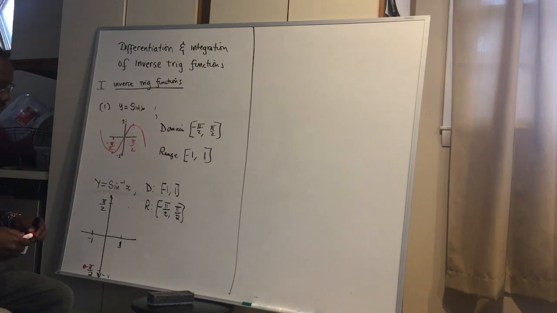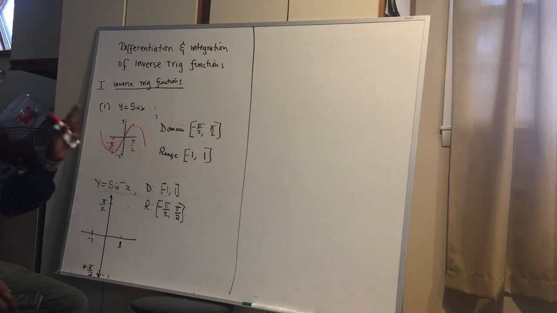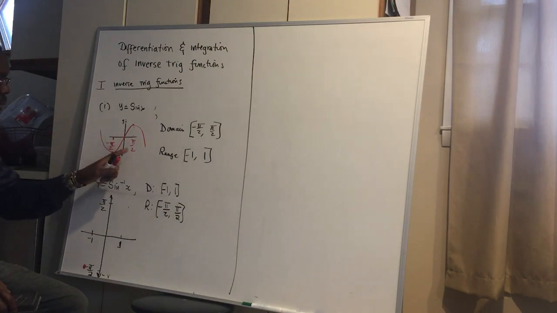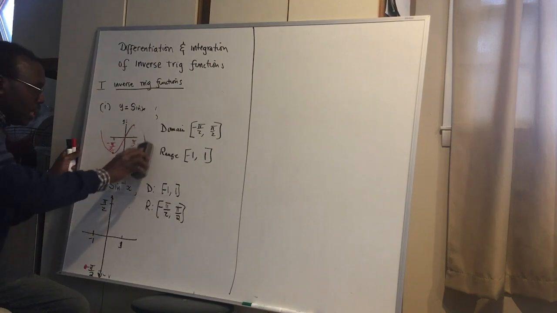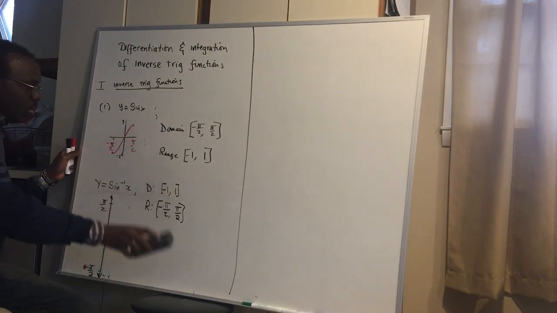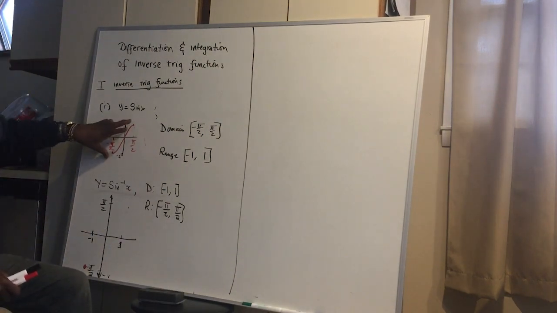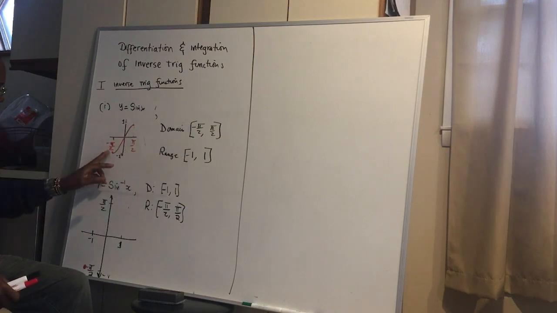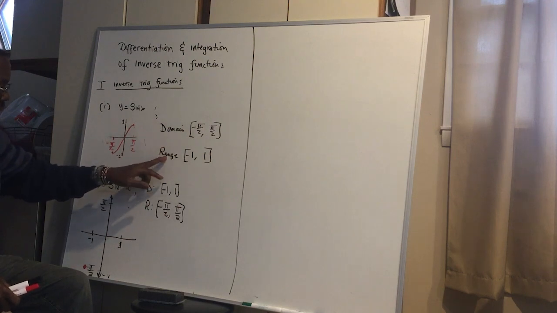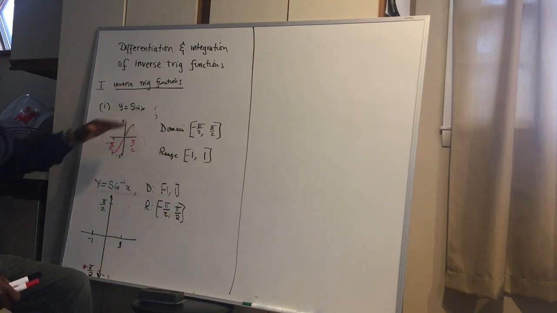That means sine x is not a one-to-one function because it fails the horizontal line test. For this to pass the horizontal line test, we have to restrict the domain from negative pi over 2 to pi over 2. So this part and that part will go. This part is where sine x is one-to-one. That's the domain, from negative pi over 2 to pi over 2. The range is from negative 1 to 1, just like before.